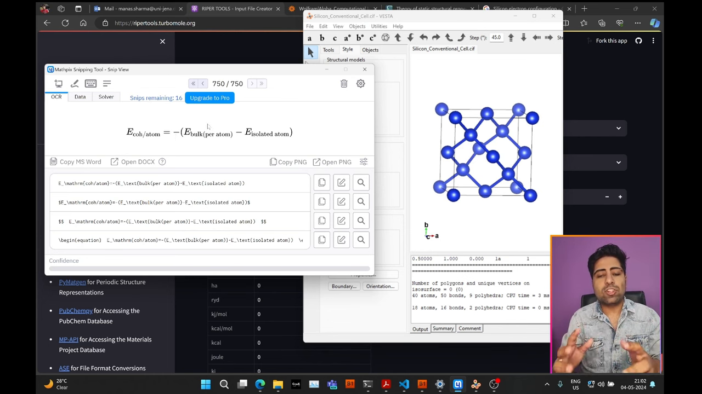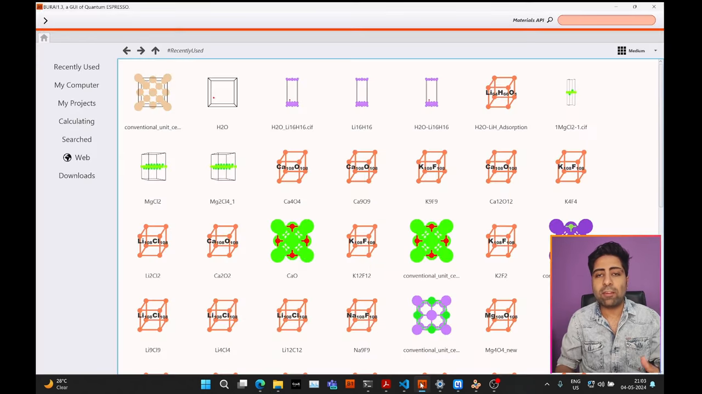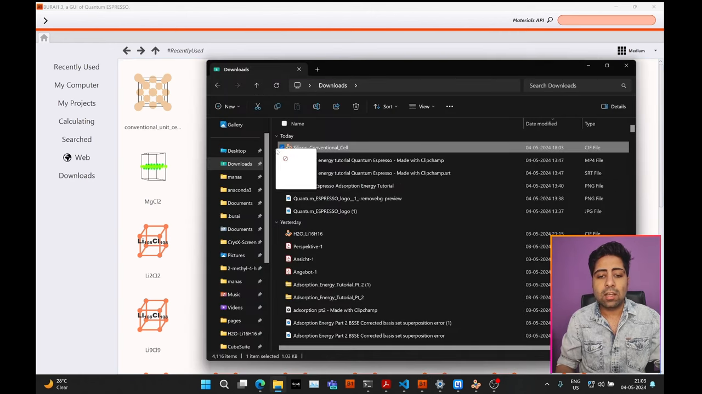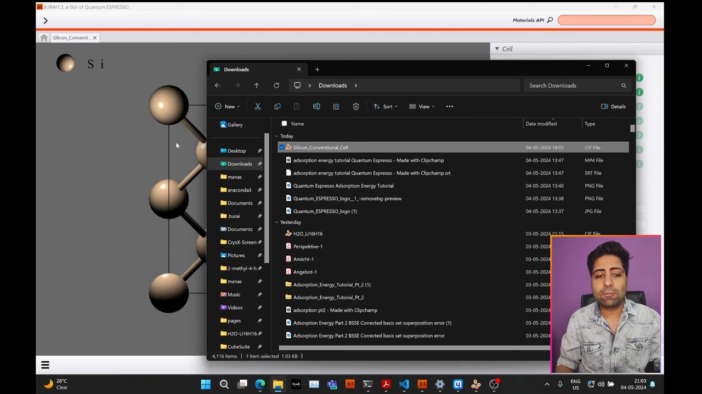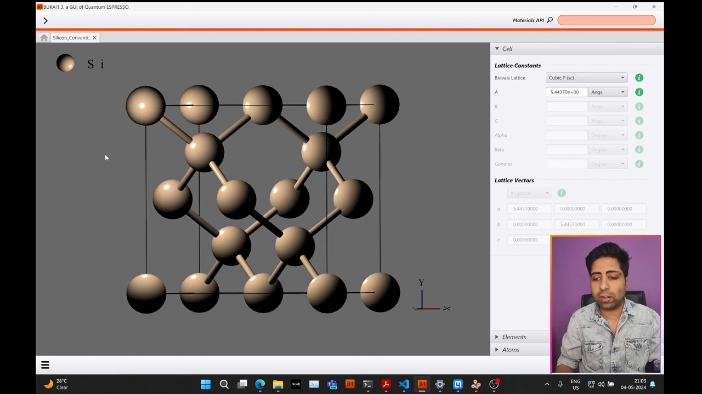And so essentially, as you can already see, we'll need to run two SCF calculations to get the energies for the bulk crystal as well as for the isolated atom. And here I already have the CIF file, that is the crystallographic information file, for the conventional cell of the silicon crystal. So let me go ahead and open BURAI, which is a GUI for Quantum Espresso, and import this silicon conventional cell CIF file into BURAI. And as you can see, the crystal looks perfectly all right.